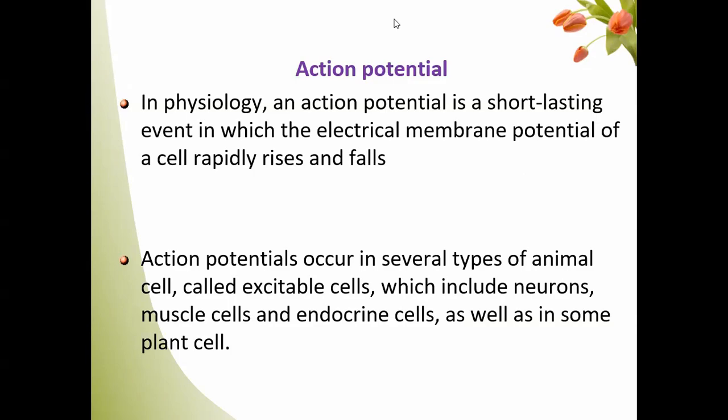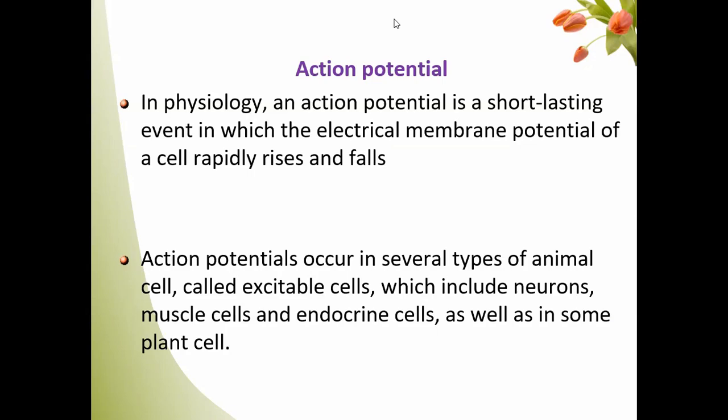Okay. So here, action potential is a short-lasting event. It is a very short event. What is happening is that the electrical membrane potential of the cell rapidly rises and falls. When the neuron is not conducting any impulses, there is some voltage, called the resting potential, and it is about minus 70 millivolts. So during the action potential, the electrical membrane potential of the cell rapidly rises and falls.